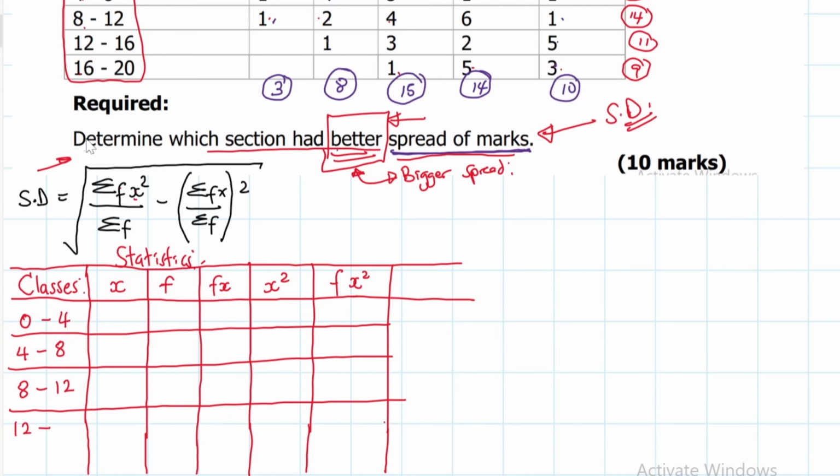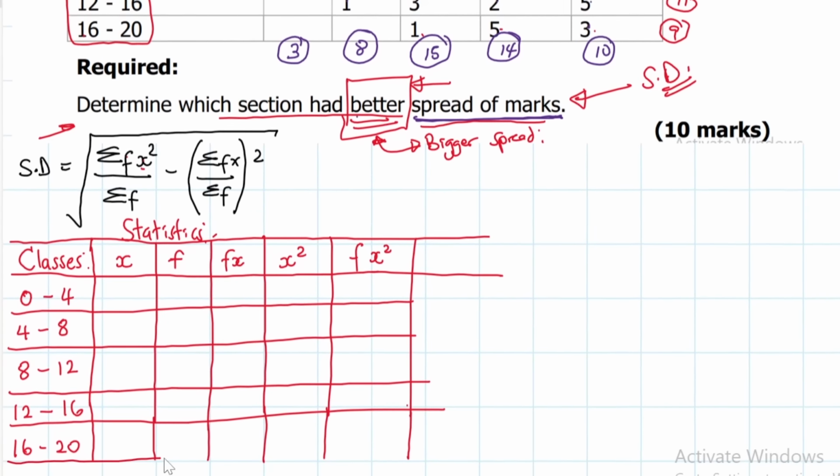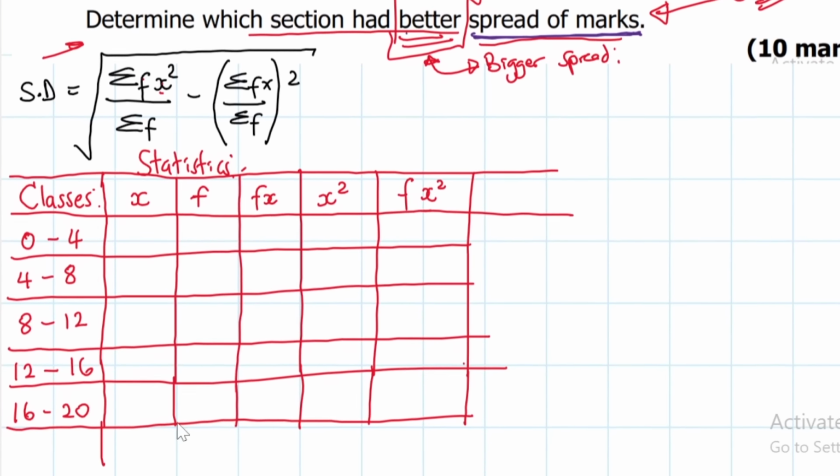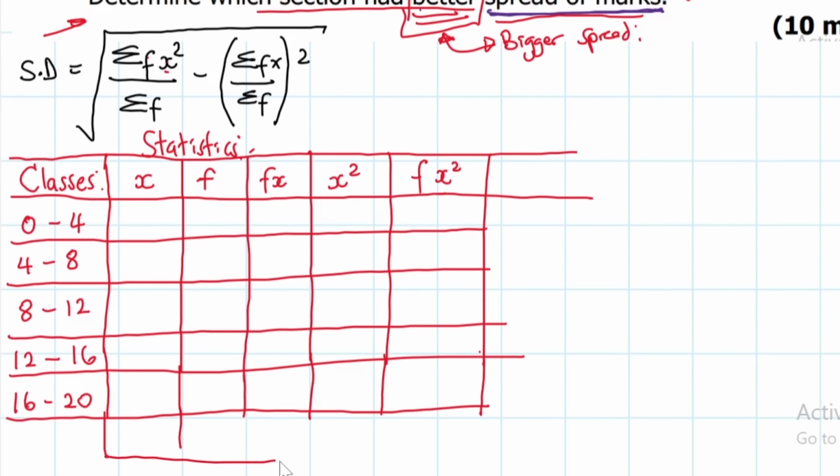That is 12 to 16, another class. Okay, then 16 to 20, like that. So those are our classes right there. Okay, and we are going to be drawing our totals down here like that. So that is as far as statistics is concerned.